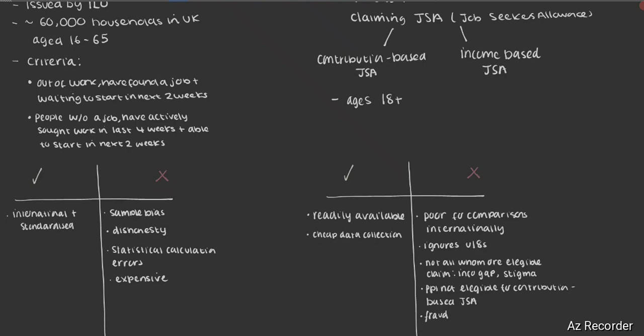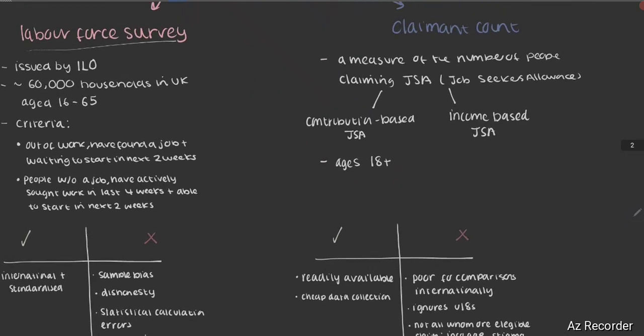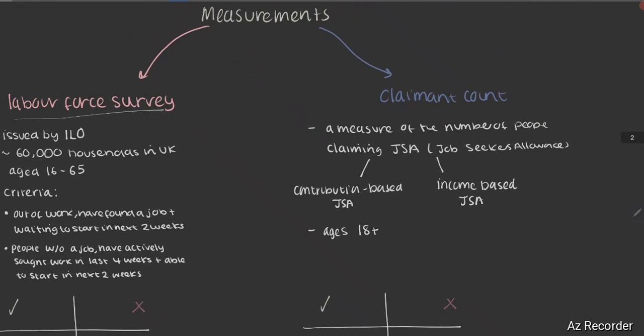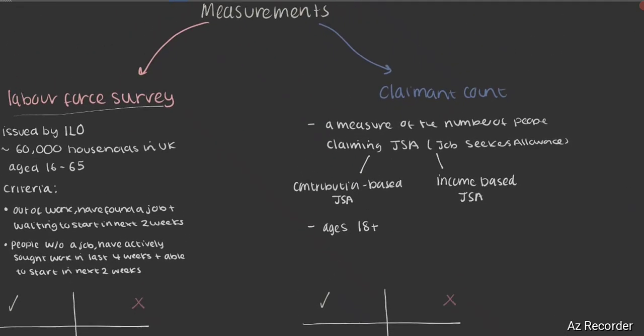There's obviously also the risk of statistical calculation errors, which may under or overestimate the real rate of unemployment. And also, with every survey, it's expensive to distribute. So the second measurement we will be looking at is the claimant count. This is a measure of the number of people claiming JSA, which is Job Seekers Allowance.